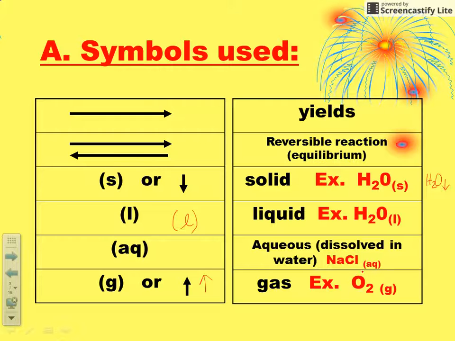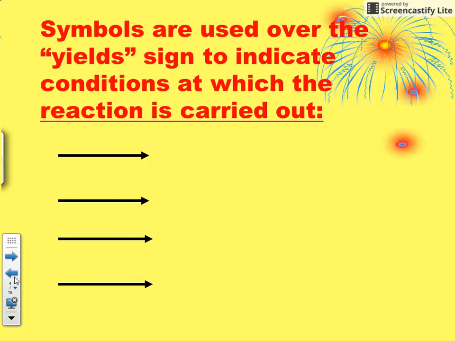So here you see O2 with a G, means oxygen gas. Or if you wrote it with the arrow, you would put O2, put your formula, and you would put the arrow pointing up beside of it, indicating that gases tend to rise. They tend to be less dense. All right.